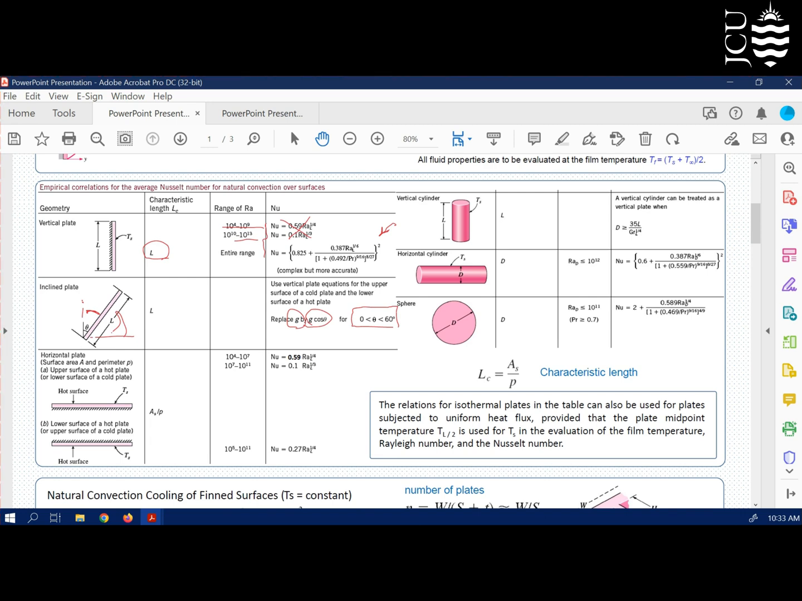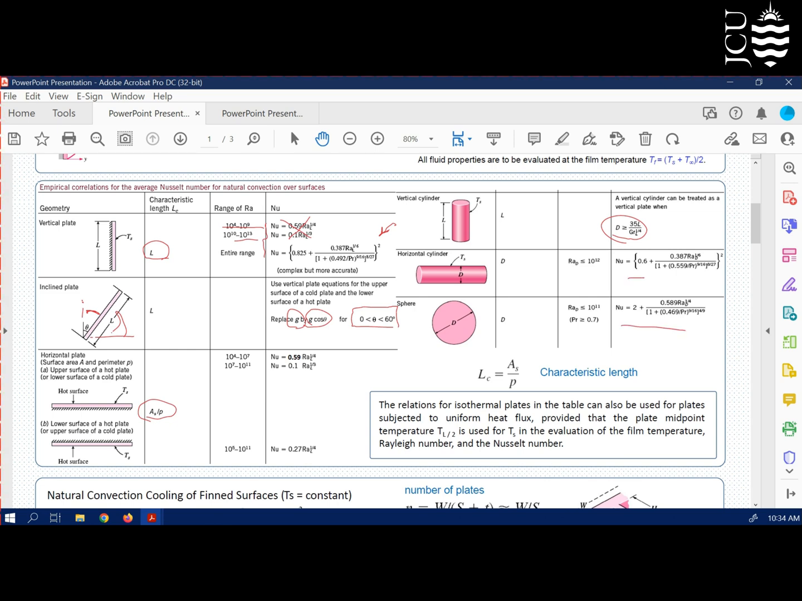For horizontal surfaces, upward or downward, the only important difference was the characteristic length, which is the surface area divided by circumference. So you need to consider that one. And for different ranges of Rayleigh number, different Nusselt number formulas are given. For cylindrical shapes, if it's vertical, we don't have a formula. So you need to consider the diameter of that cylinder. If it is larger than this portion, you can consider that cylinder as a vertical wall and use the vertical wall formulas. For the horizontal one, another formula is given. And for a sphere also.